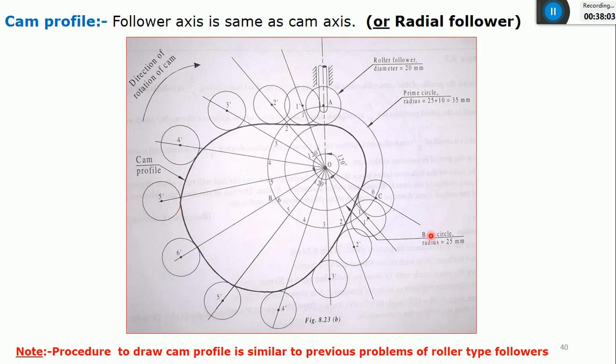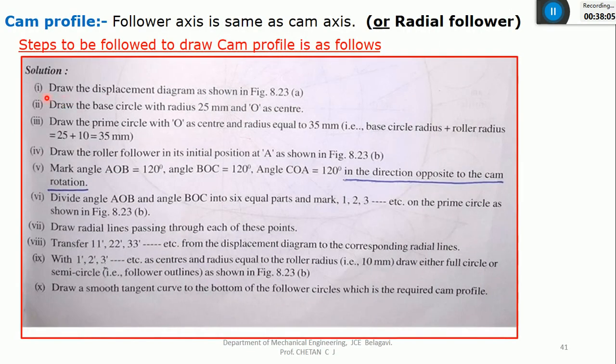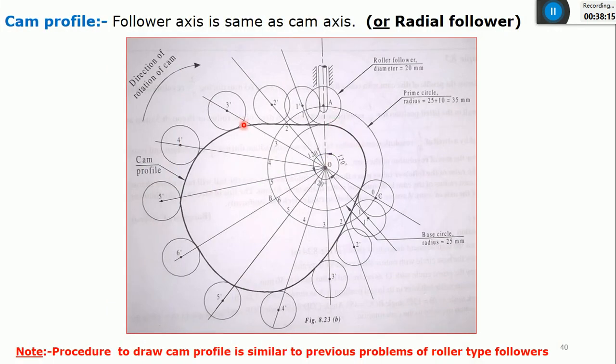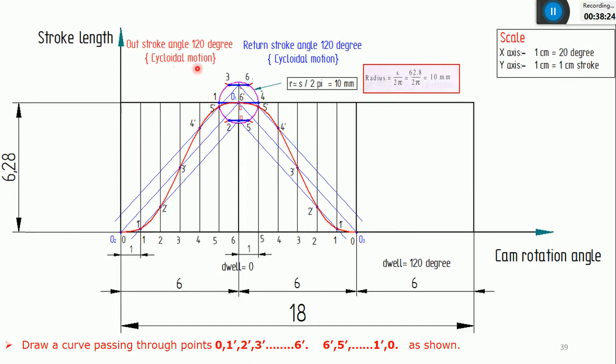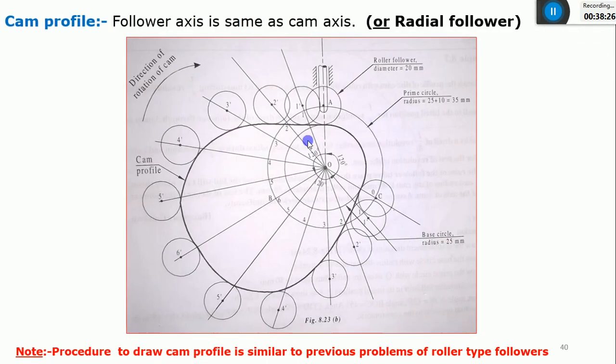Okay, and you can follow these steps, whatever I explained in problems number 3 and 4. Just take these steps and take this as an assignment. Try to complete this cam profile for the cycloidal motion as well as a roller type of follower. You already got the displacement diagram by using this cycloidal motion, and there is no separate method for a cycloidal motion to draw this cam profile.